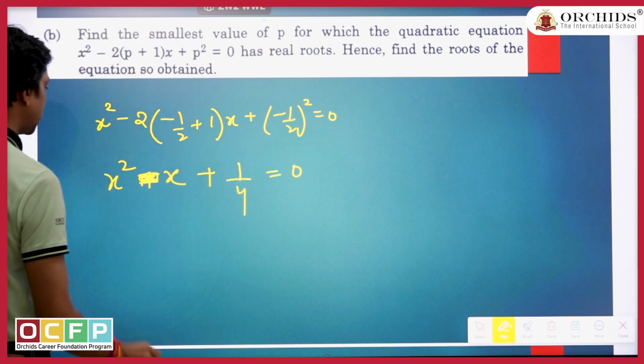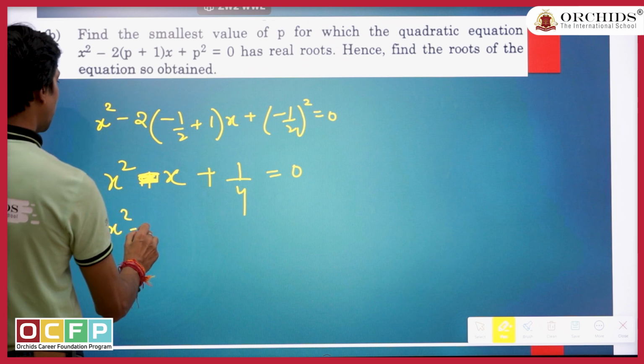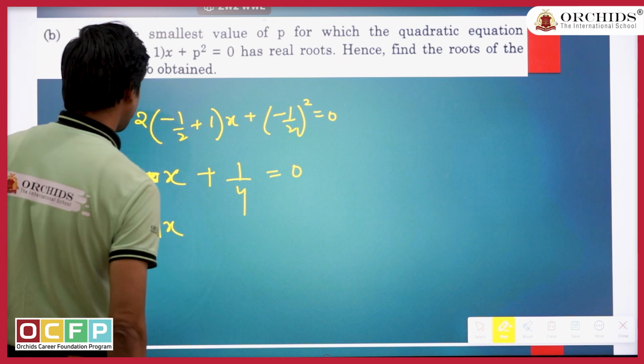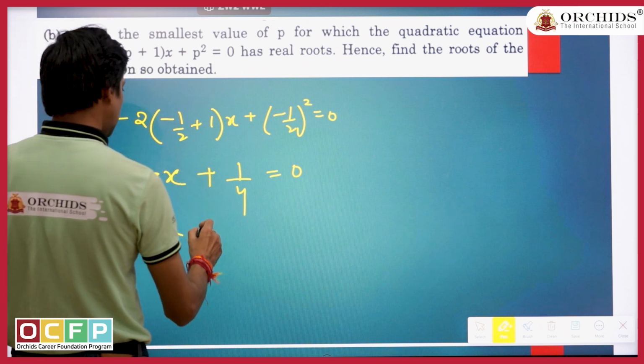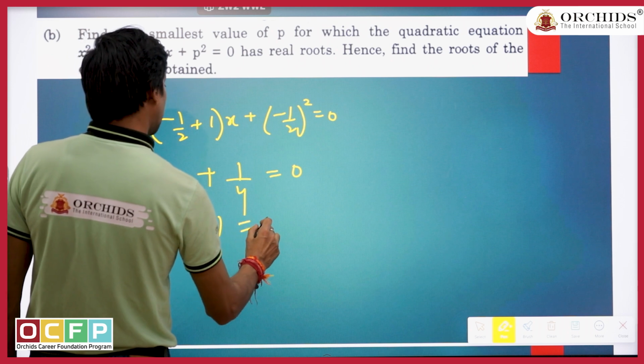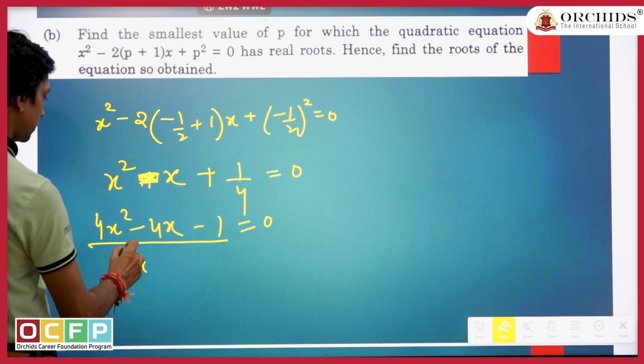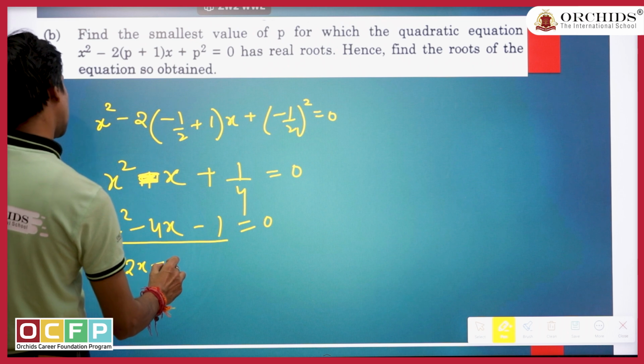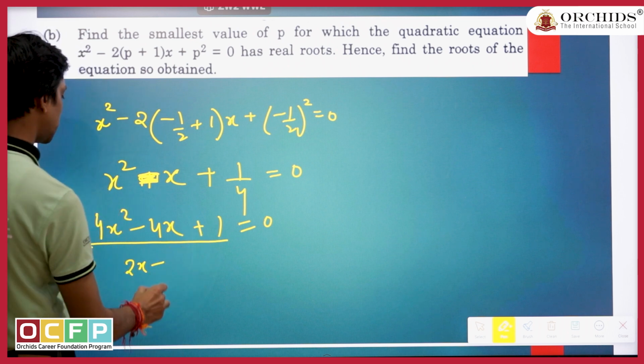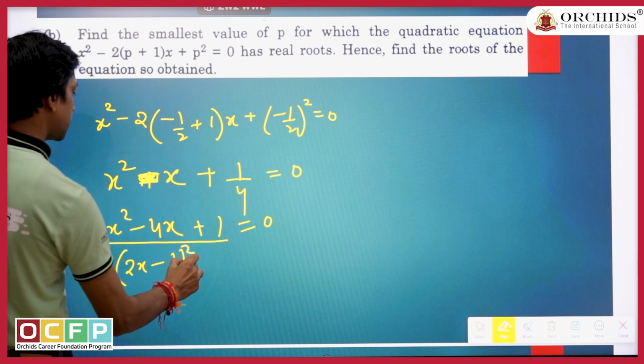So we have to just simplify this equation. 4x square minus 4x plus 1 is equal to 0. If you see, it looks like 2x minus 1 whole square, which is equal to 0.